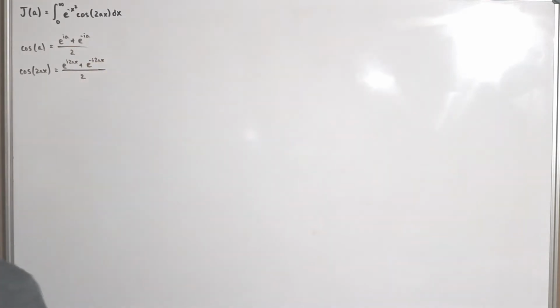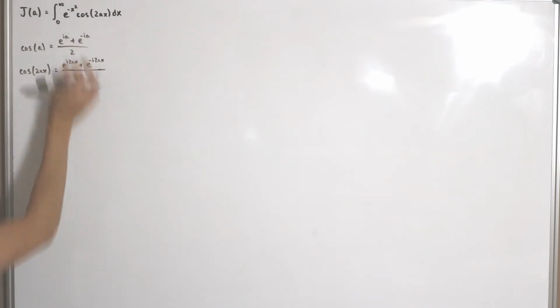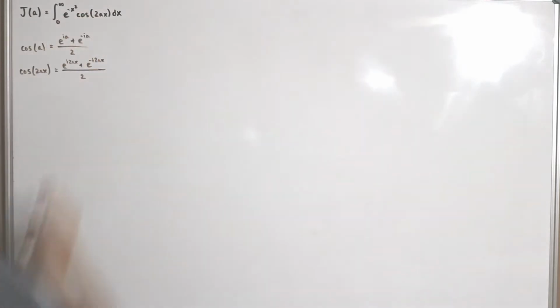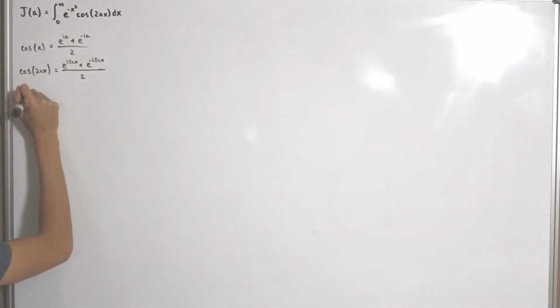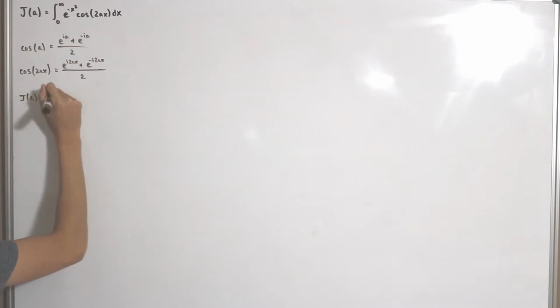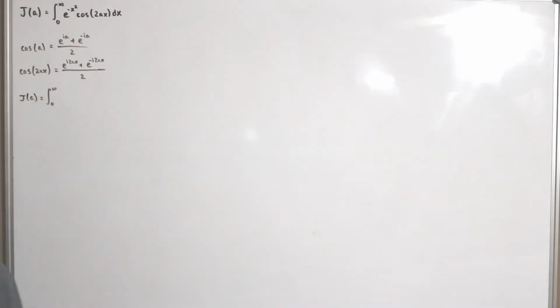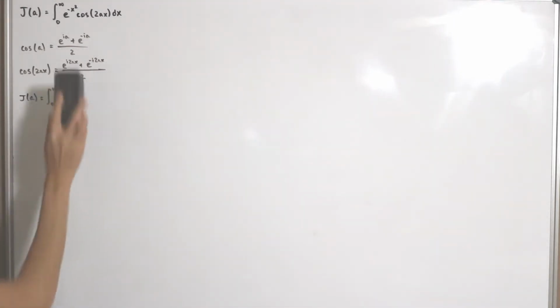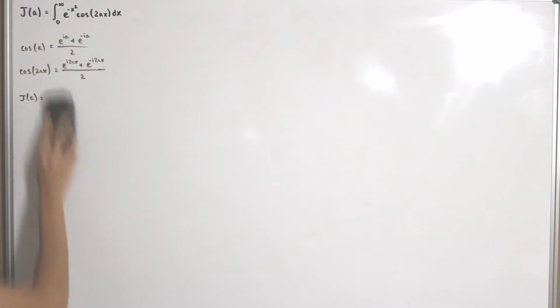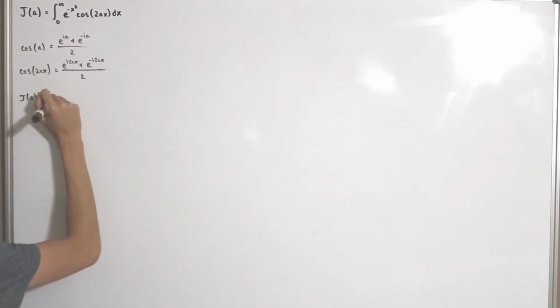Nice. Now that we have that, we can substitute our complex exponential value into our new integral. So J of a is equal to the integral from 0 to infinity. This is divided by 2, so 1/2, and I can just move that outside the integral. So this is 1 over 2.